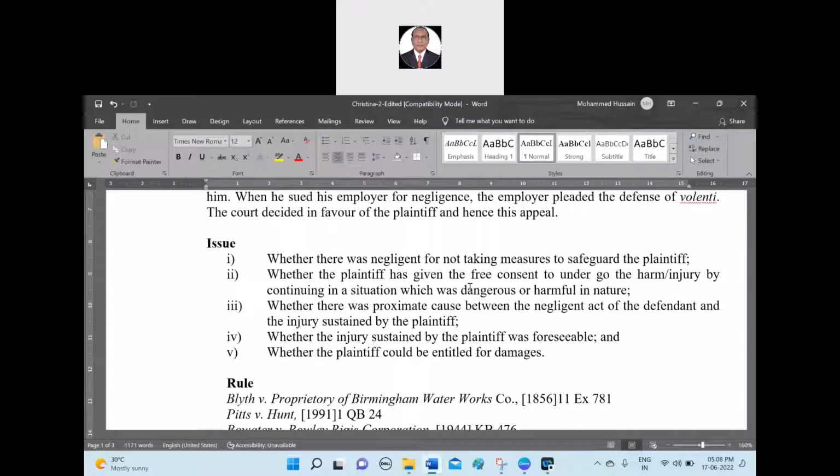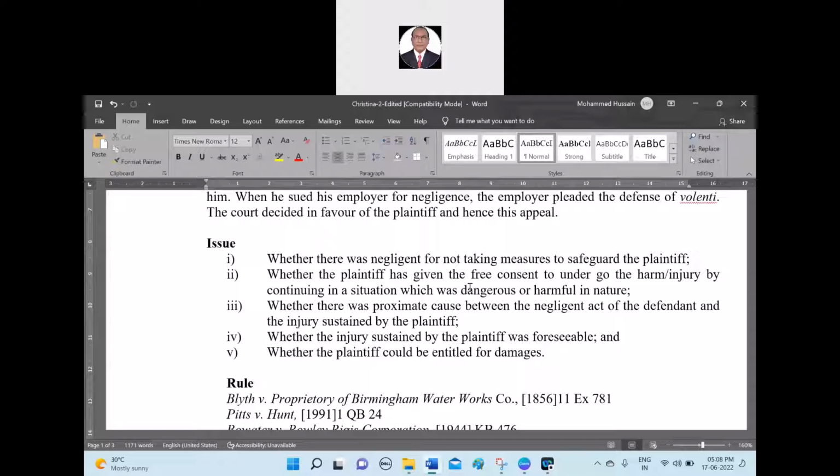You write whether, or you can write a direct statement also. Not necessarily you have to write whether. You can cut short: the plaintiff has given the free consent or not. You can write it like that also. Need not write whether. Sometimes you write whether, sometimes you can omit, because you can make a direct statement.